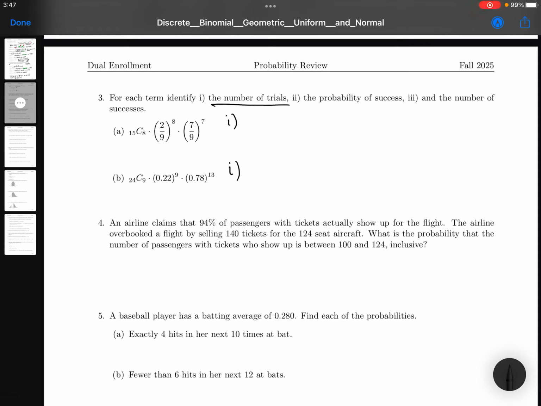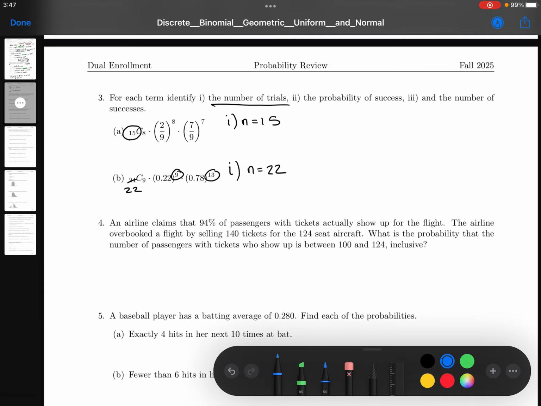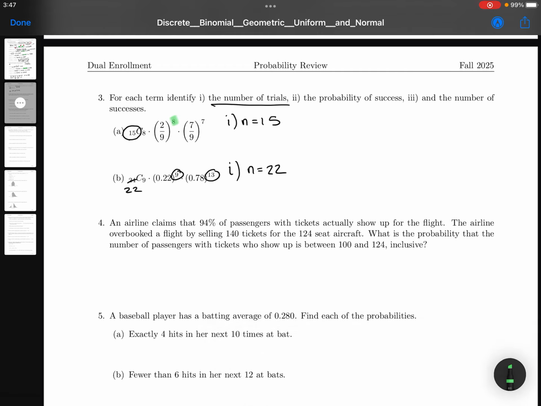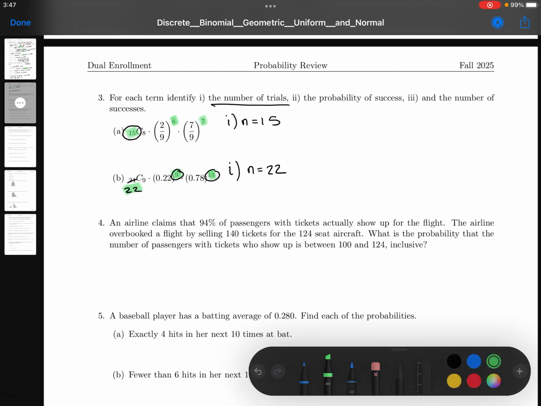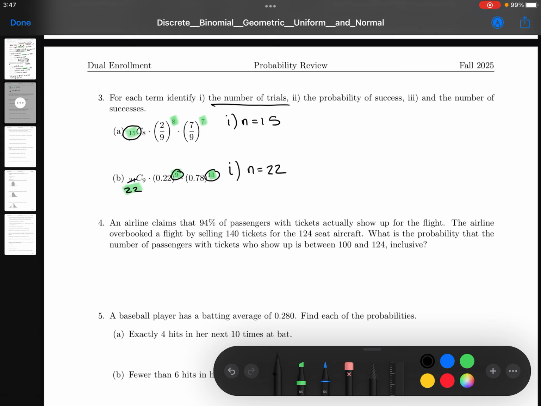the number of trials is 15. And the number of trials here, this should be a 22. And here's why. These two numbers always have to add up to the total. The number of successes plus the number of failures equals the total number. 9 plus 13, 22. All right, next.